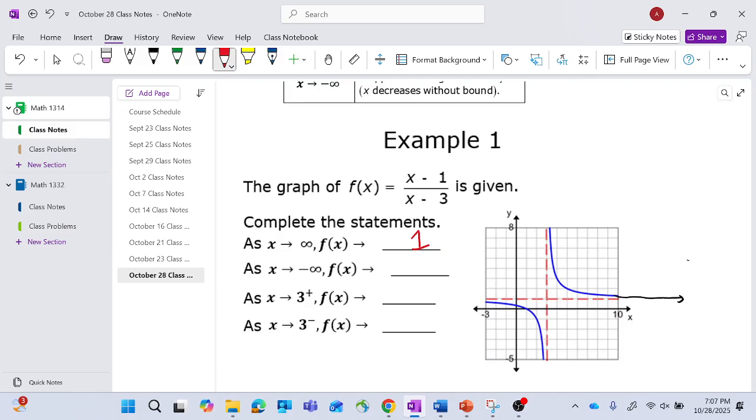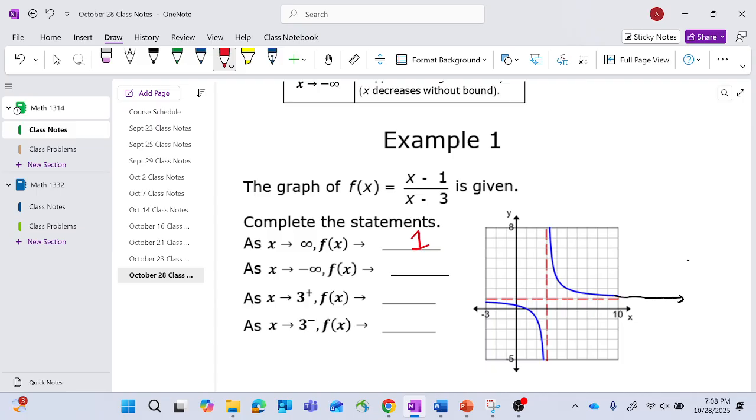If you see these dashed red lines, that means it's an asymptote. The blue line is the actual graph. As it's going to the right forever, it's getting closer and closer to this dashed red line, and that dashed red line is at 1. So as x goes to infinity, your y's are going to 1. Are you okay with that? Any questions here, guys?